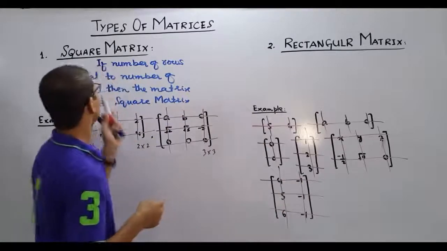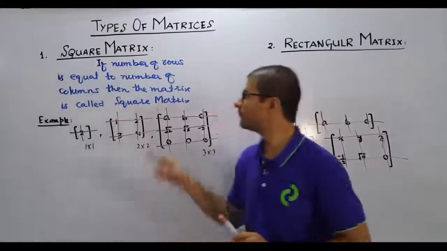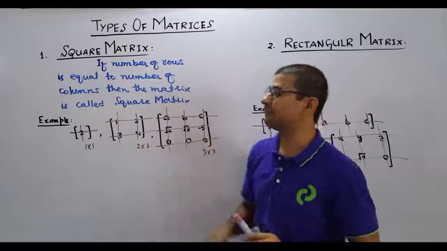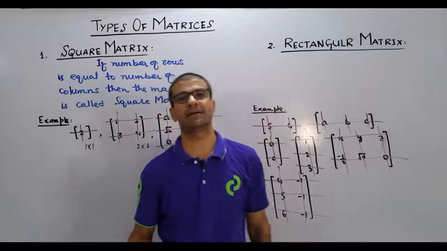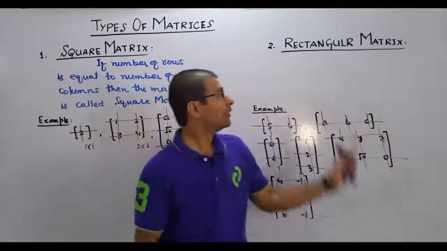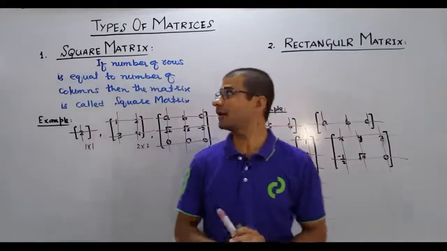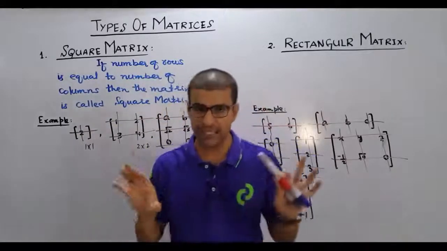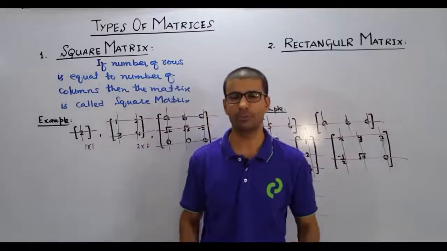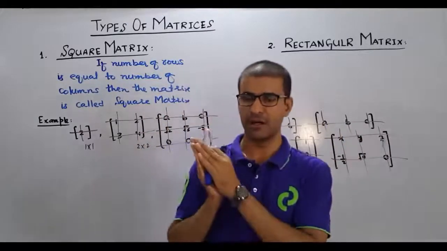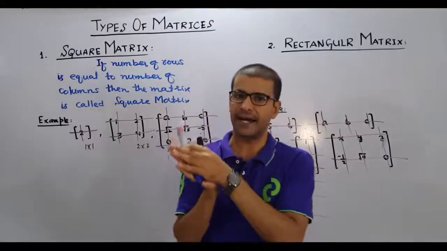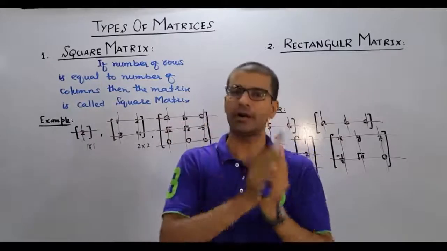A matrix, if number of rows is not equal to number of columns, then the matrix is known as rectangular matrix. Just you have to write here not. If number of rows is not equal to number of columns, then the matrix is known as rectangular matrix. I hope students you understood the concept of types of matrices. You can easily decide either the matrix is square or rectangular.